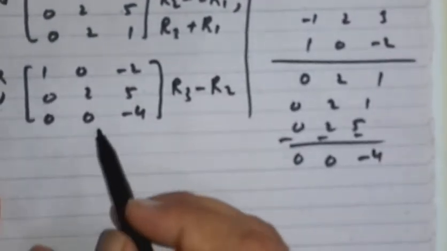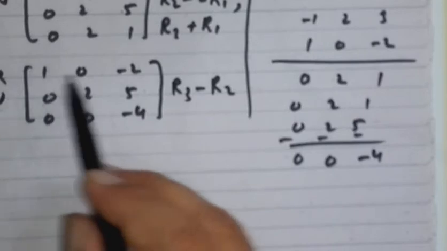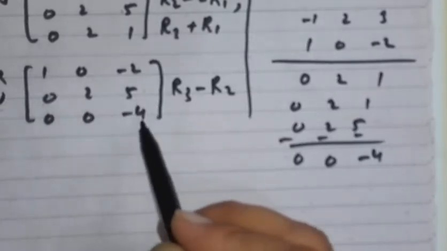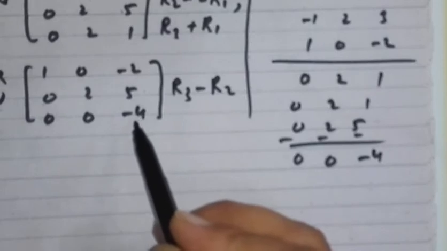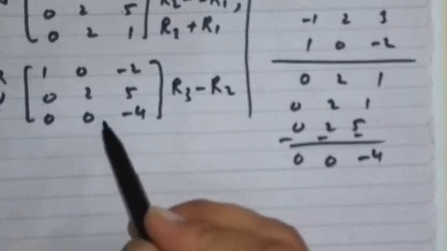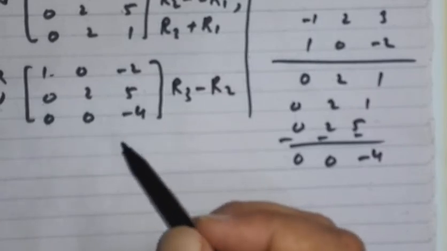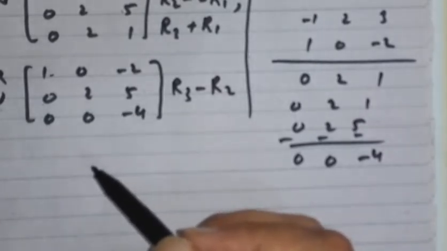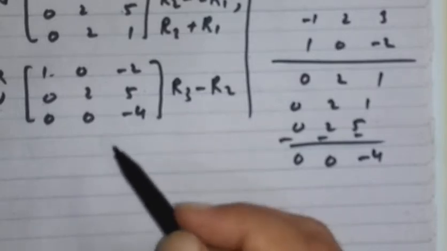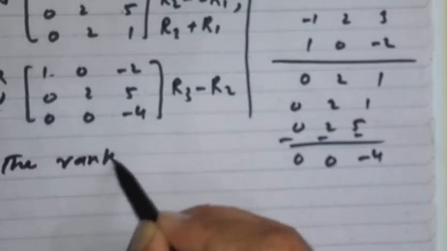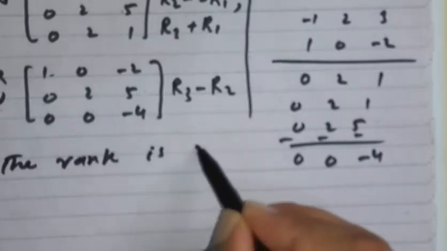Now look, here is no any row which is 0. All the elements of a row being 0 is called a zero row. So the non-zero rows are 1, 2, 3. So the rank is 3. What is rank? Rank is the number of non-zero rows in the echelon form of a matrix. So the rank is 3.